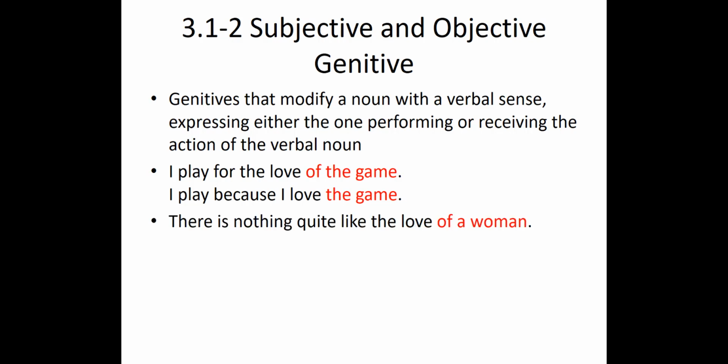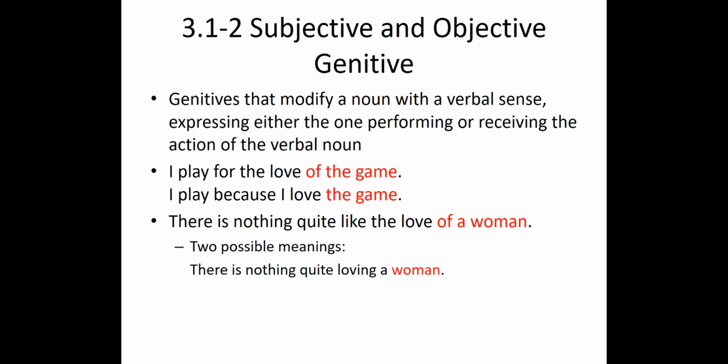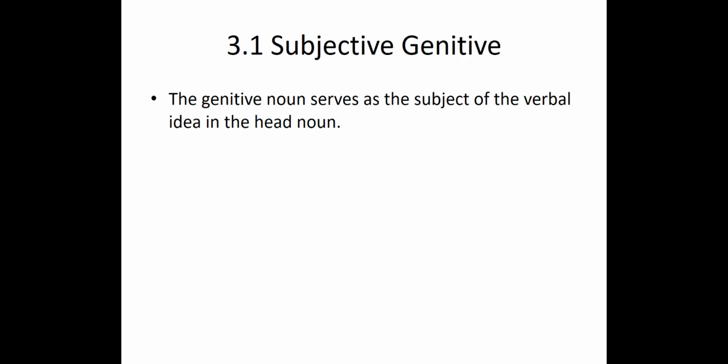How about this one though? There is nothing quite like the love of a woman. This one is capable of a couple of different meanings. You could be saying there's nothing quite like loving a woman. You meet a girl, you get married, and there's just nothing like loving her. In that case, of a woman would be the object of the love. But it's also possible, with that same exact phrase, that you could be saying there's nothing like when a woman loves you. There's nothing like the love of a woman. That one would be subjective because the woman would be doing the action of the verbal noun. So depending on context and depending upon nuances of words, it is possible that you could have quite a different meaning.